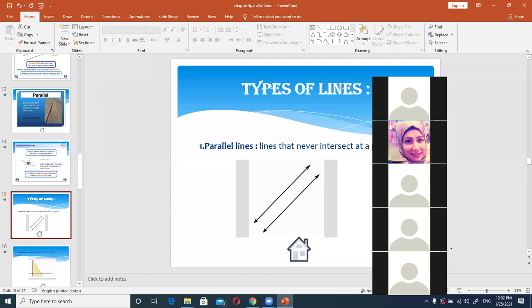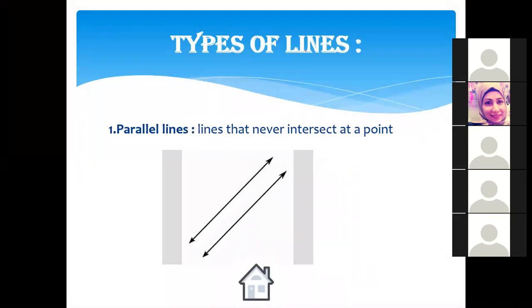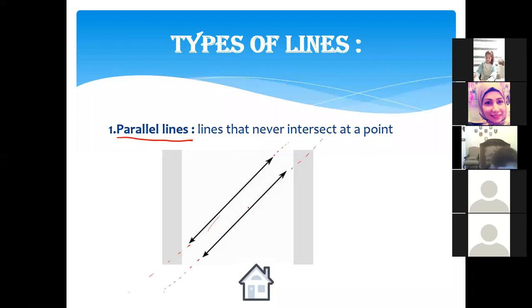Our lesson today is about types of lines. We have plenty of these types. The first type is parallel lines. Look at these two lines, two lines that are facing each other. And if we extend this line, we said a line never ends. We can extend it from both sides. If you extend more and more, the first line and the second one never meet. They never meet at a point.